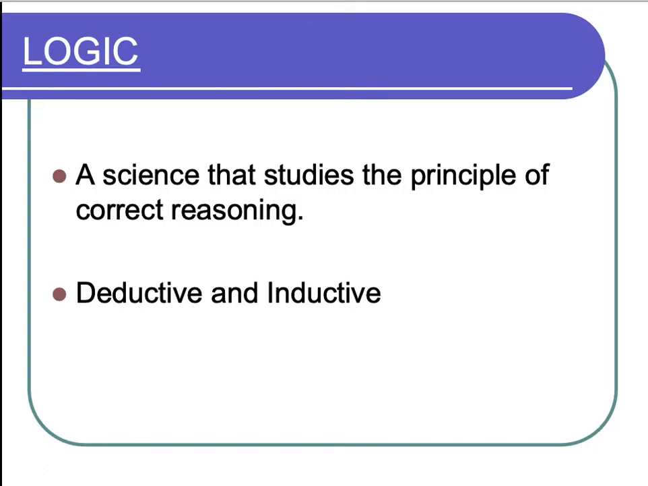So let us define first logic. Logic is a science that studies the principle of correct reasoning. It is a science because it is a systematized body of logical truths and principles governing correct thinking. They also say that it is a science that evaluates arguments. So when you say logic, it has two reasonings. It may be deductive or inductive.